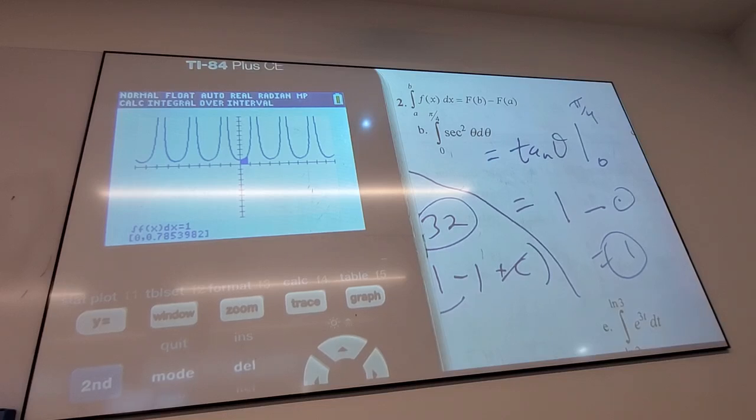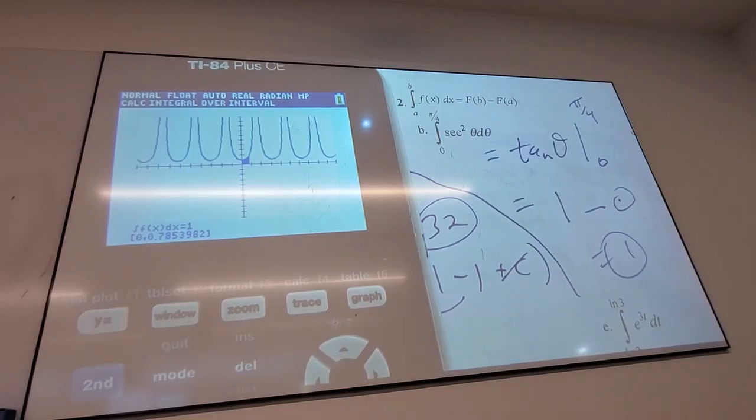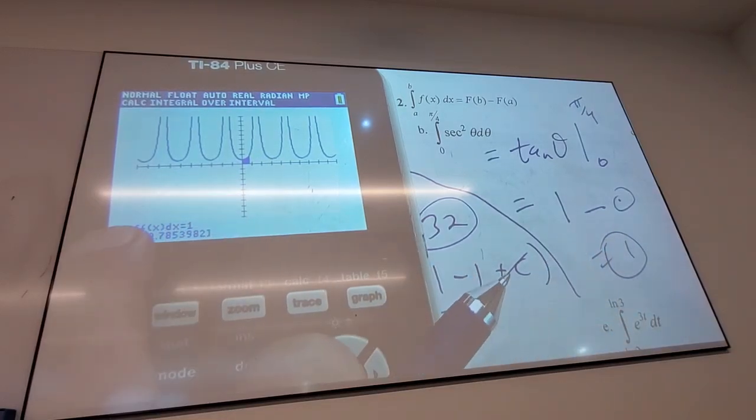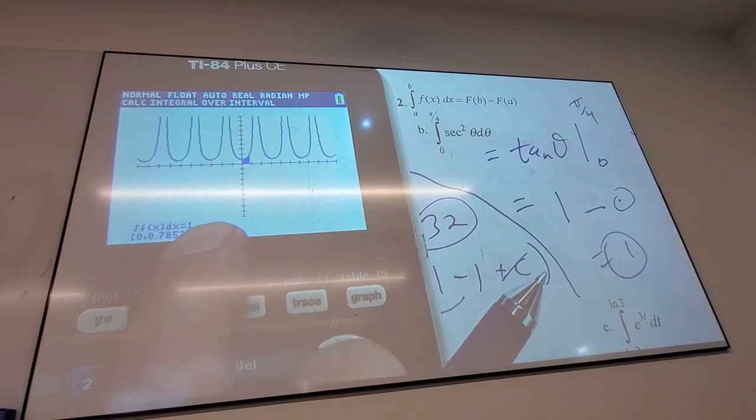What is that telling me, the area? Tells you the derivative. Yeah. Okay. I'm not sure what this is actually down below. But there, I'm sorry, not the derivative. The integral is 1. That's what's important.